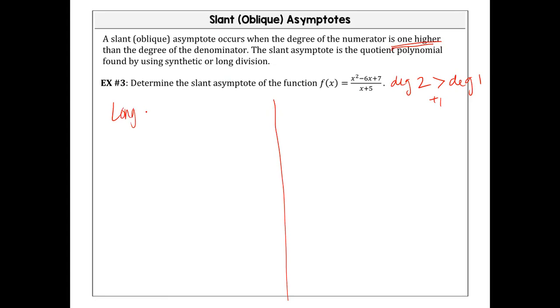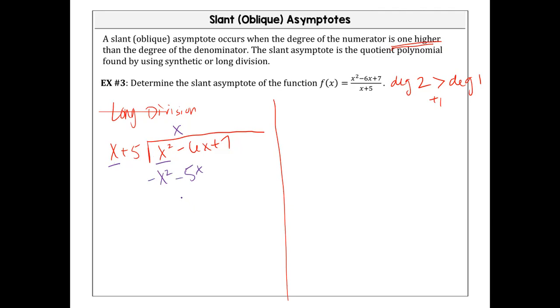With long division, you're using everything. I don't get rid of anything. So we have x plus 5 divided into x squared minus 6x plus 7. When we divide, we start with our leading terms. So x squared divided by x gives us x. We divide, multiply, subtract, bring down. So now I'm going to multiply. x times x is x squared. x times 5 is 5x. When you subtract polynomials, that means you're changing their signs.